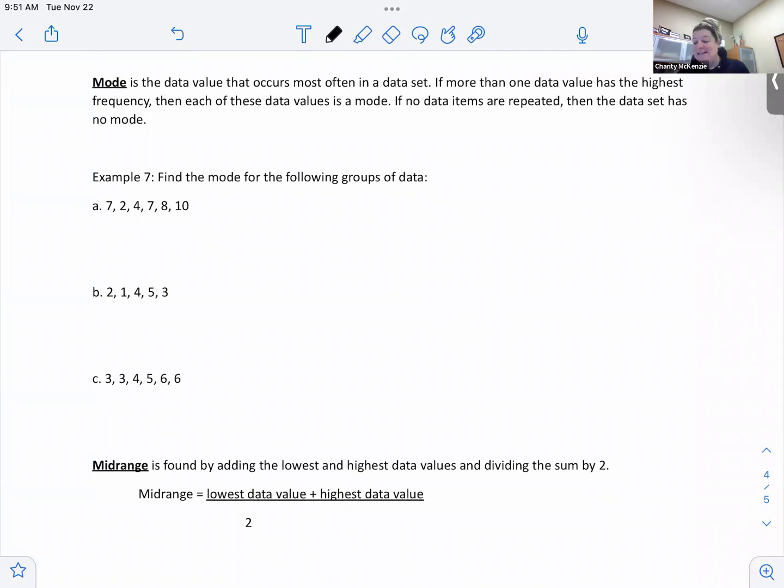So what is our mode? It is our most common number. So looking at number A here, what is the most common number? 7 is twice, so 7. That's your mode. So just the most common. B, 2, 1, 4, they're all different, so there's no mode. So that's what makes it hard to rely on the mode.